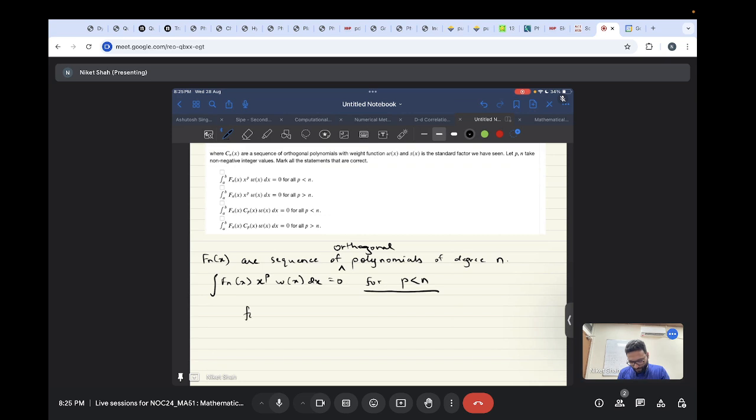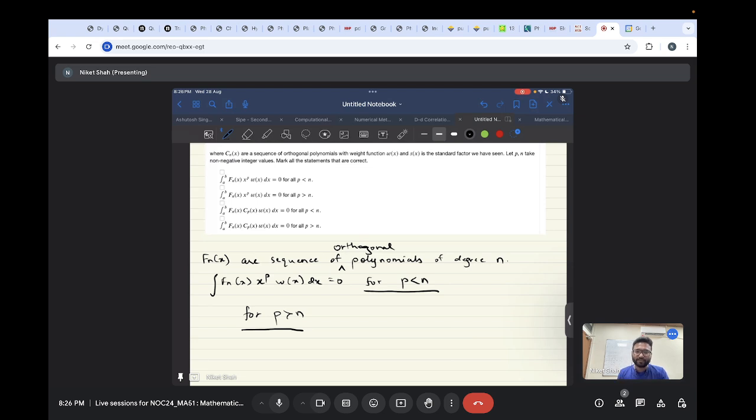But for p greater than n, x^p being orthogonal to all numbers less than p is not a true statement. That's what I said. x^p are not a sequence of orthogonal polynomials. f_n(x) is a sequence of orthogonal polynomials. So for p greater than n, this statement need not hold true. For p less than n, it holds true. For p greater than n, it need not hold true. I hope the idea is clear here.